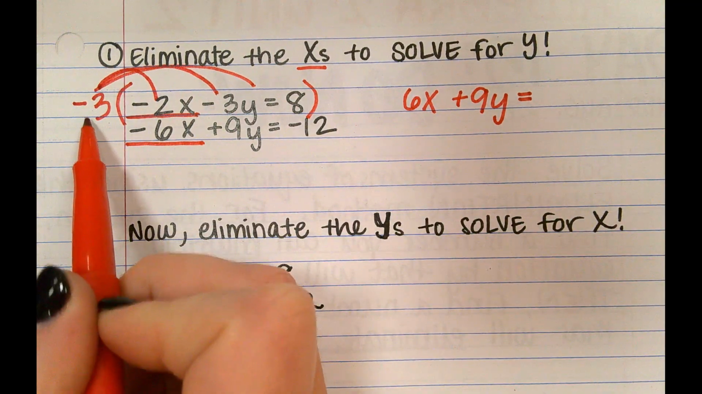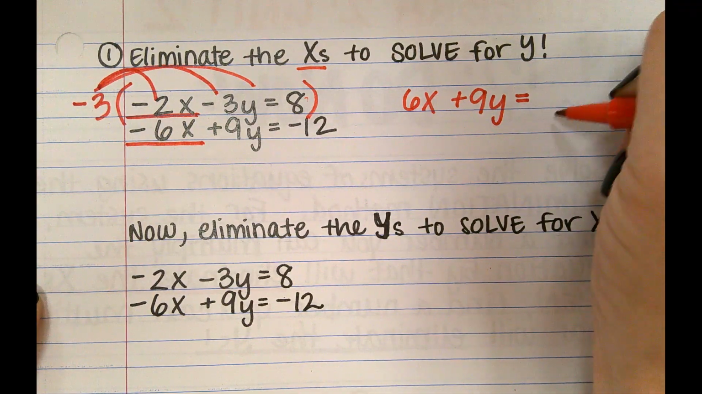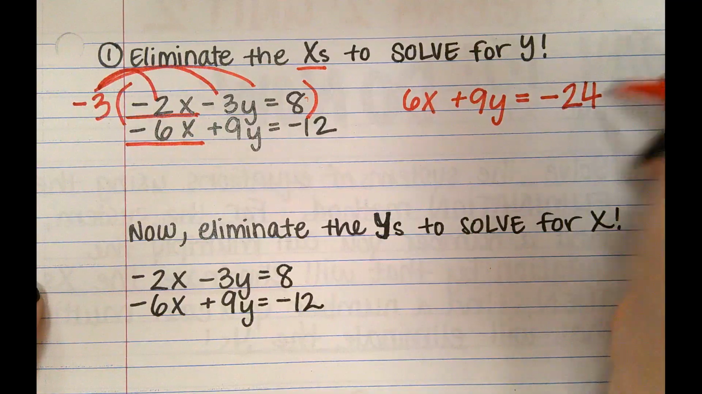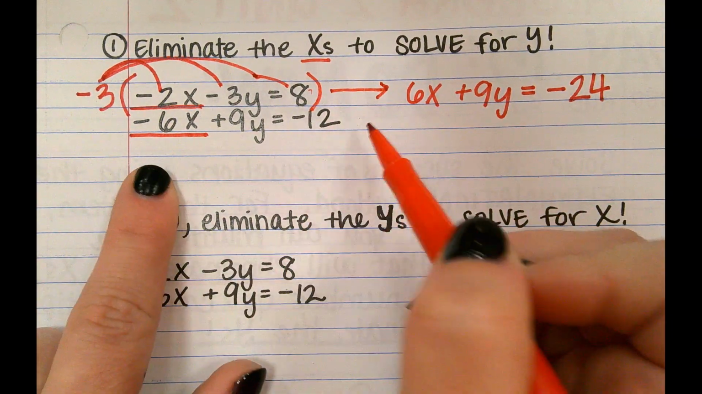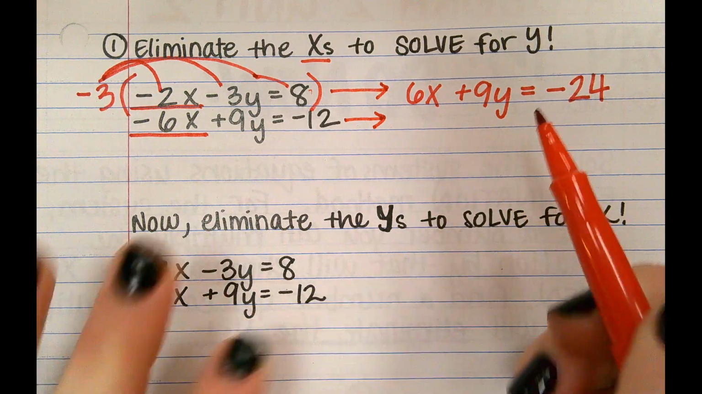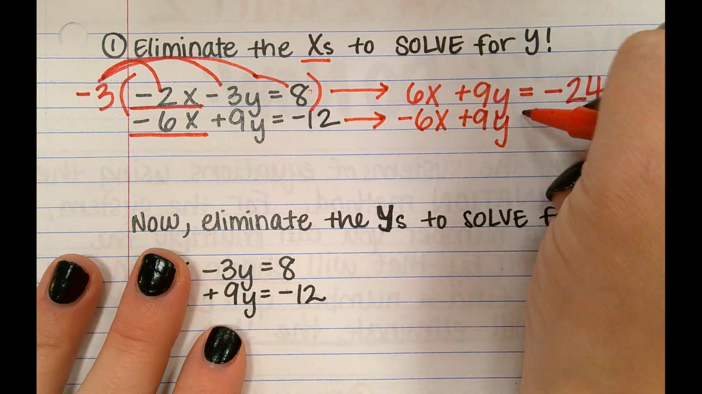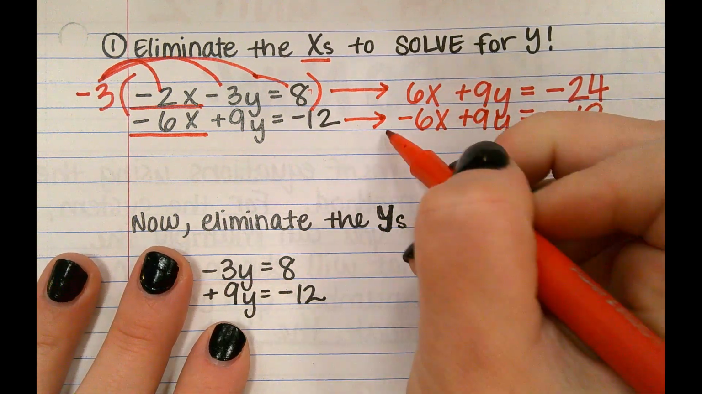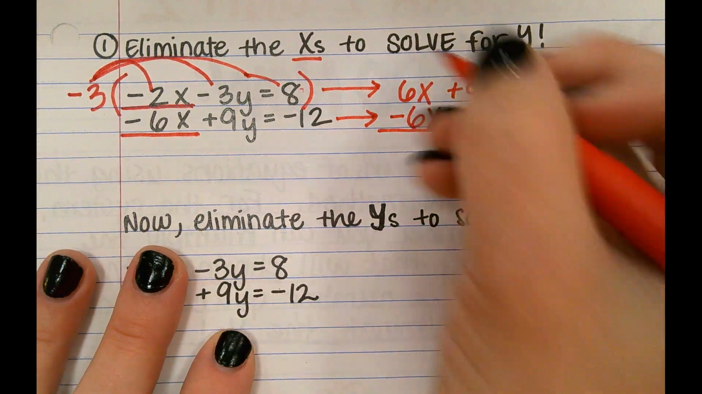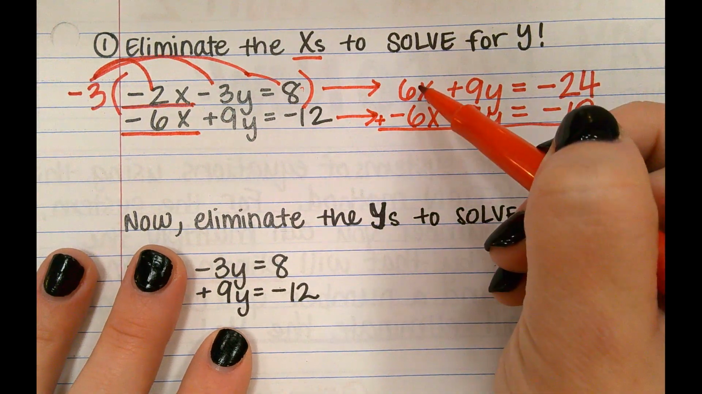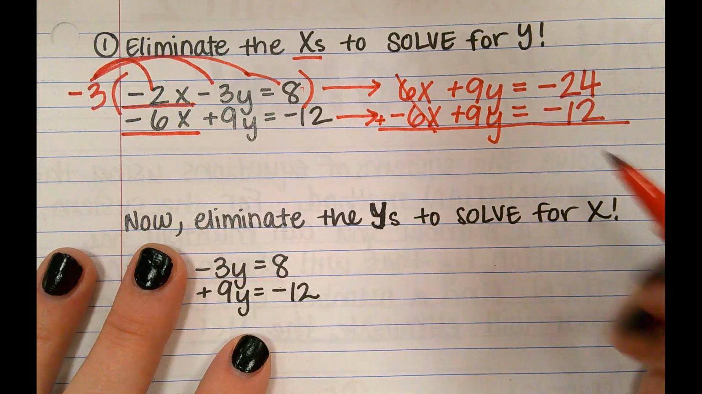Equals, now I have negative 3 times 8, almost, negative 24. Good, that's okay. Negative 24. So we have done that, and now we're just going to bring the other equation over. Negative 6x plus 9y equals negative 12. And now we're going to do the same thing we've been doing with elimination. We're just going to add the two equations together. So 6x plus negative 6x, they cancel. We eliminated the x. It's good.